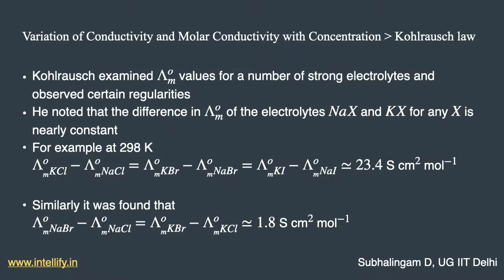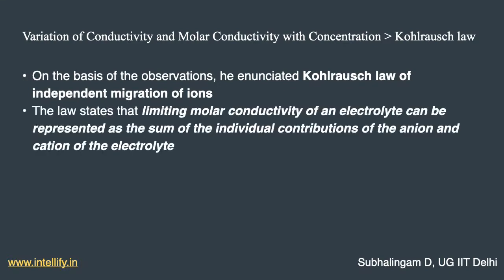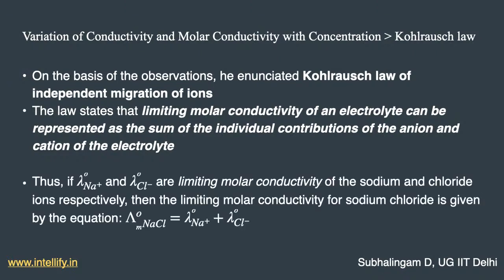So this is what Kohlrausch observed, and on the basis of these observations, he stated this famous and very important Kohlrausch's law of independent migration of ions. So this is a pretty important one and a pretty simple one too. He stated that the limiting molar conductivity of an electrolyte can be represented as the sum of the individual contributions of the anion and the cation of the electrolyte.